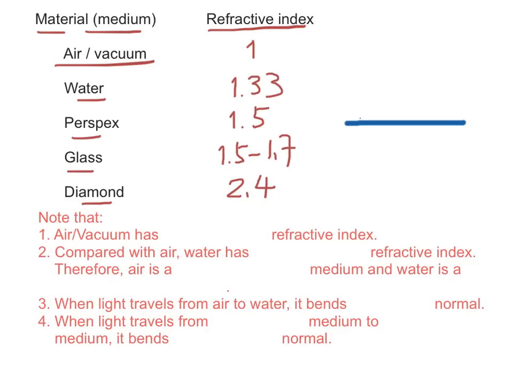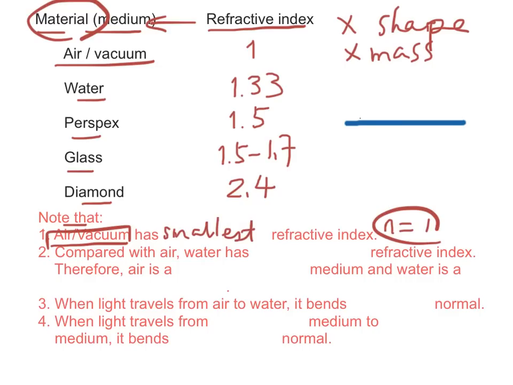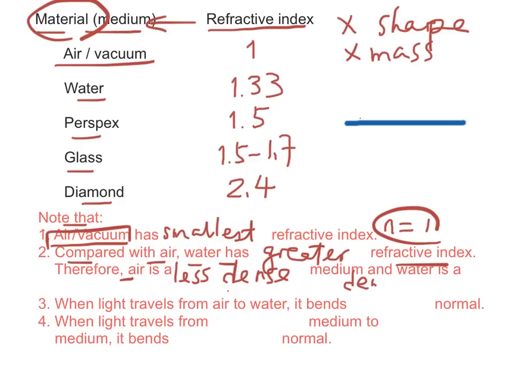Notice that refractive index only depends on the medium, and refractive index does not depend on shape or the mass of the body. Note that air or vacuum has smallest refractive index, n equal to 1. Compared with air, water has greater or higher refractive index. Therefore, air is a less dense medium and water is a denser medium.